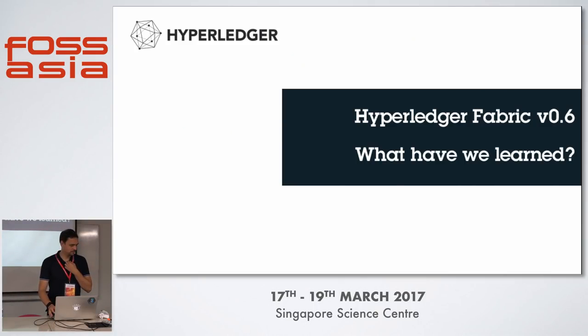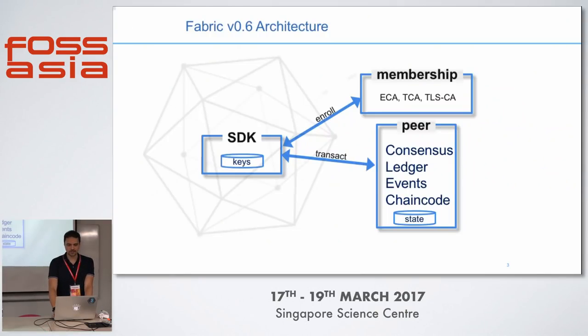Before going to version 1, just a quick recap of why we decided that we are ready to move to the next version. What we've learned from version 0.6 is that there are a number of limitations, and that's the current architecture of version 0.6. As you can see, there is an SDK that implements the client.